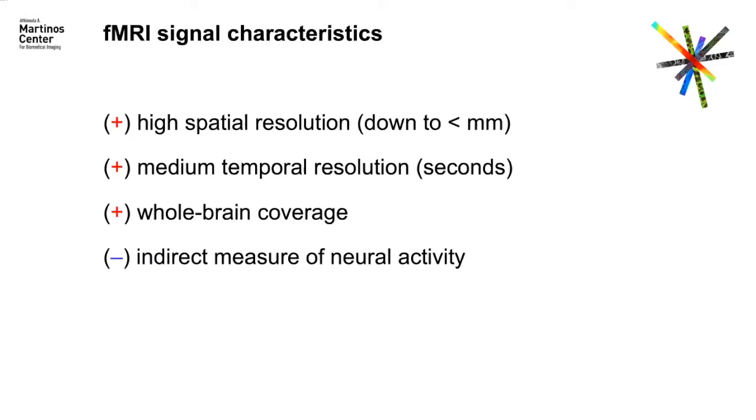And as a downside of fMRI, it's basically an indirect measure of neural activity, unlike, for example, EEG or MEG. But it correlates. The BOLD signal still correlates with the neural activity.